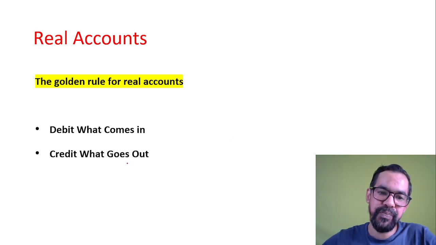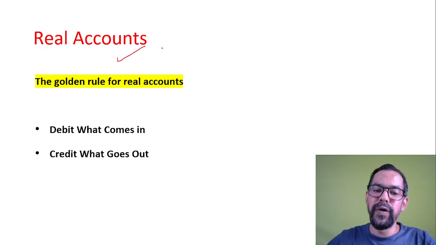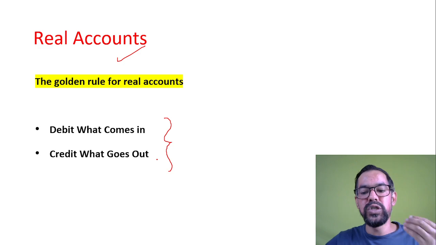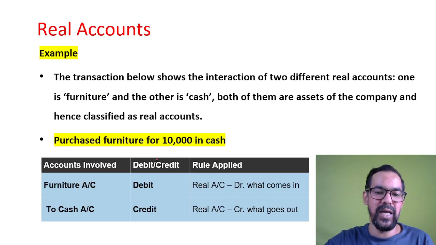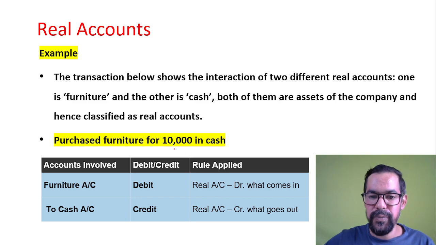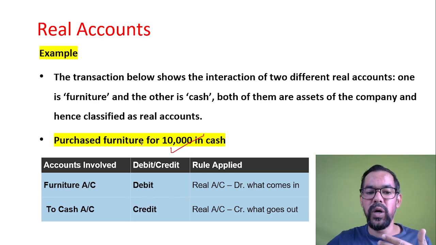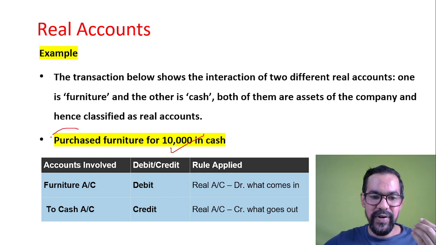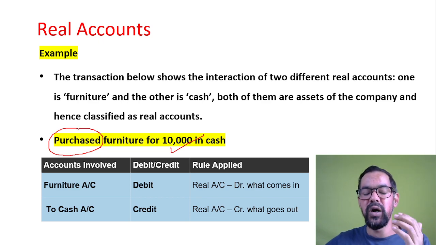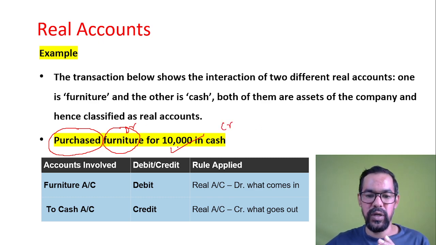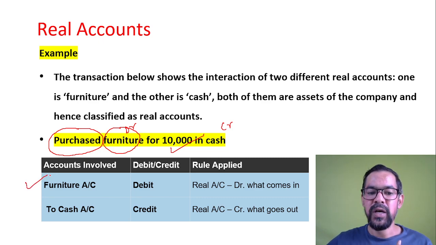First we have real account. The golden rule for real account: what comes in will be debited, and what goes out will be credited. Now we'll take an example. Purchase furniture for 10,000 cash. Remember the rule, debit what comes in. What is coming in is the furniture. So the furniture account will be debited, and the cash account will be credited in this case. Here you can see the entry as well: furniture account debited and cash account credited.